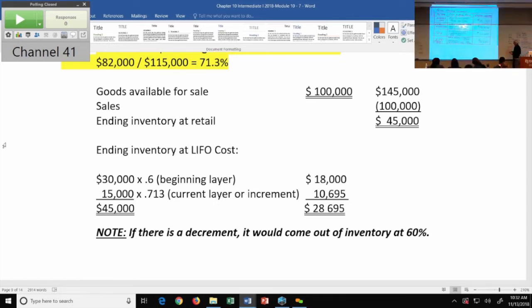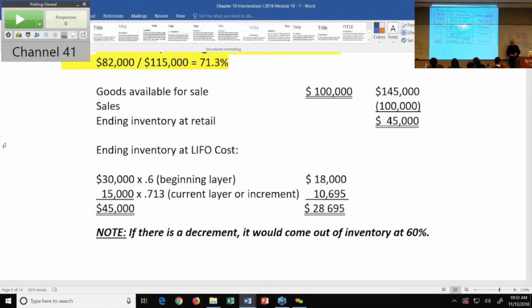And the ratios, you have two ratios. You have a base layer ratio and a current layer, and then you have to get the increment or decrement. That's the key. And in this case, it comes out to 28,695, and you would expect LIFO generally to have the lowest cost.